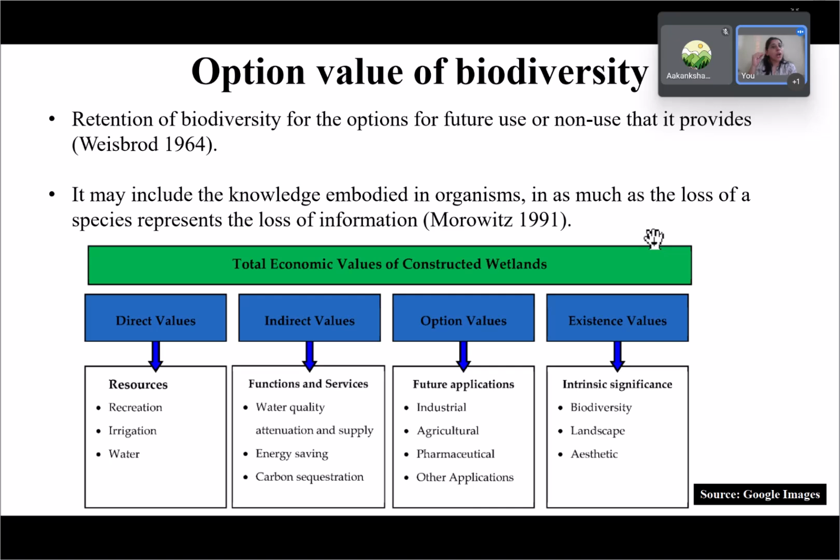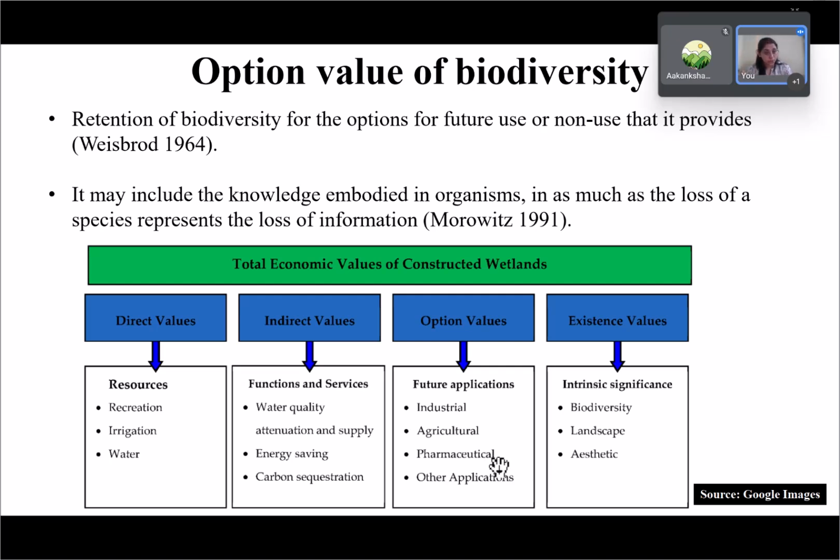So you have this option value as well for biodiversity, and it makes it very important because it includes the knowledge embodied in organisms, in as much as the loss of species represents the loss of information. So you don't want to lose out species because you know that they will be useful in the future. So you know that there is industrial application, agricultural, pharmaceutical. So you don't want to exhaust the resources, you want to use it for future, and you invest in keeping those resources for future generation.